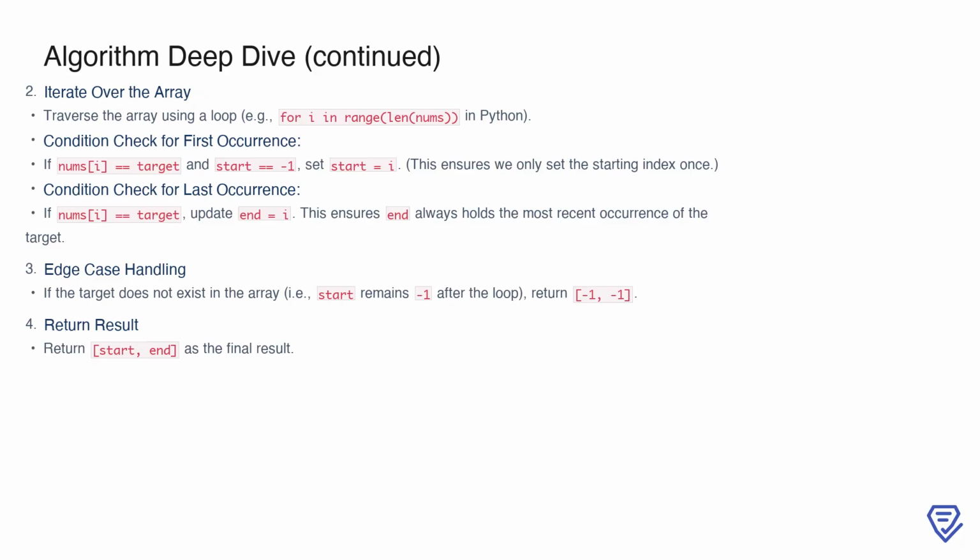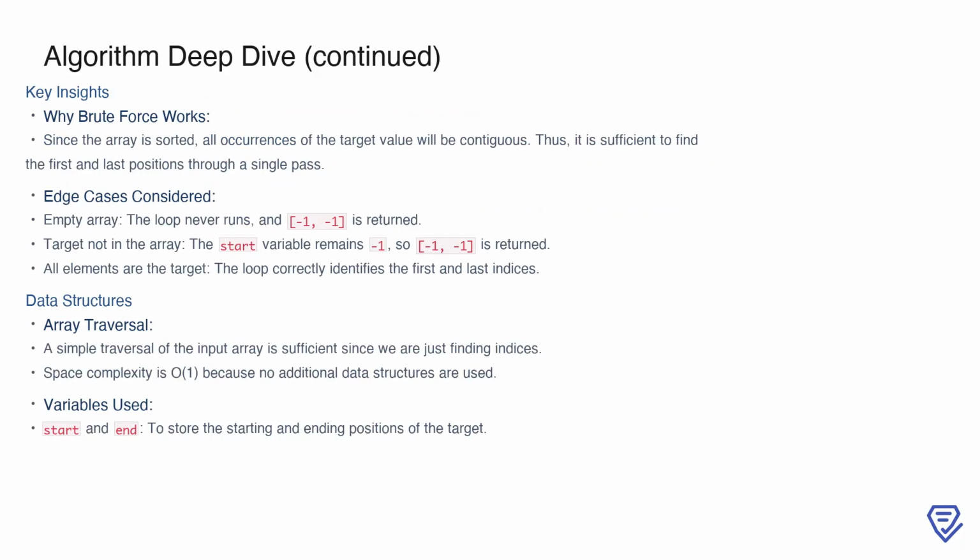After the loop, we handle an edge case. If start remains -1, it means the target is not in the array, so we return -1, -1. Otherwise, we return the values of start and end as the final result. Now, let's discuss why this brute force approach works. Since the array is sorted, all occurrences of the target value appear consecutively. This guarantees that a single pass through the array is sufficient to find both the first and last positions. Important edge cases are already accounted for.